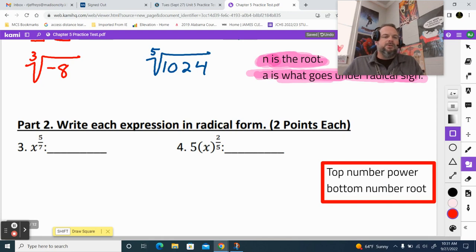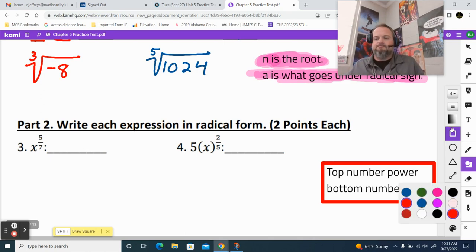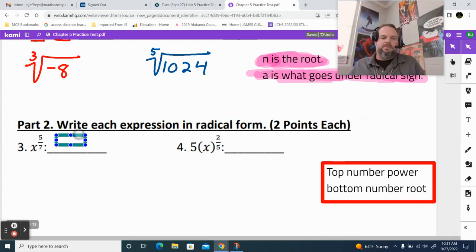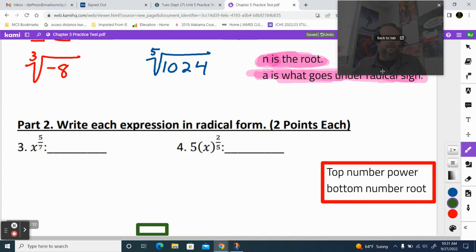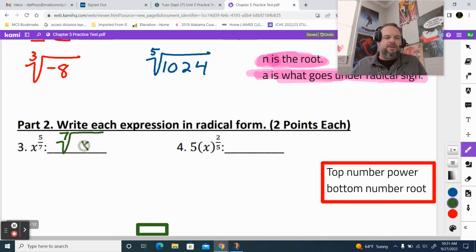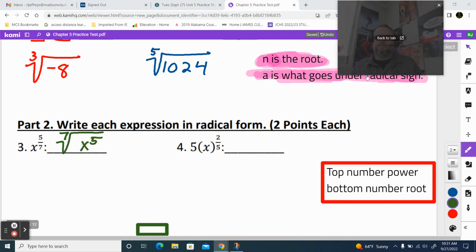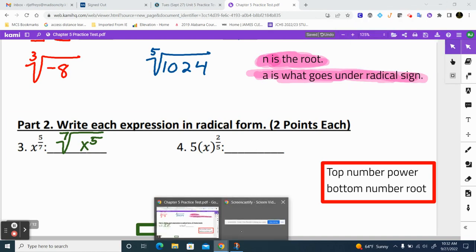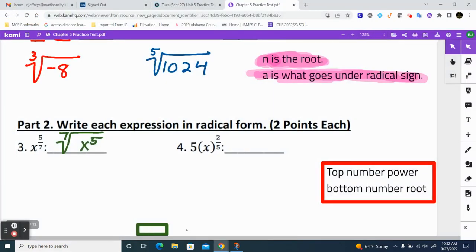So for the notes for my orange sheet, for part 2, the top number is the power, the bottom number is the root. That box should not be there. That's better. So this is the 7th root of x to the 5th.